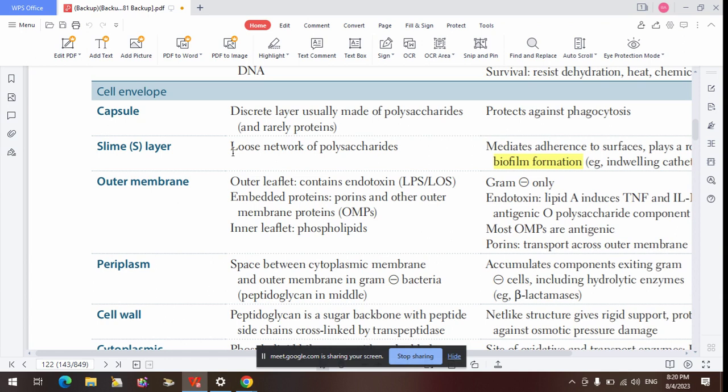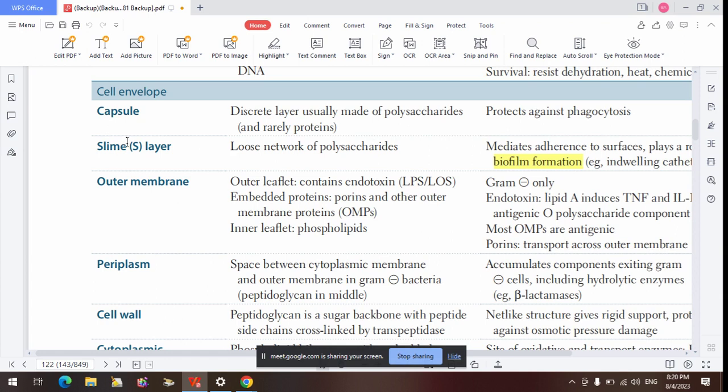So what's the function of the capsule? Any bacteria that is encapsulated is protected against phagocytosis. Your macrophages, your neutrophils, they have no power over that kind of microbes. In fact, they have to work more. They have to work hard to destroy that kind of microbe.